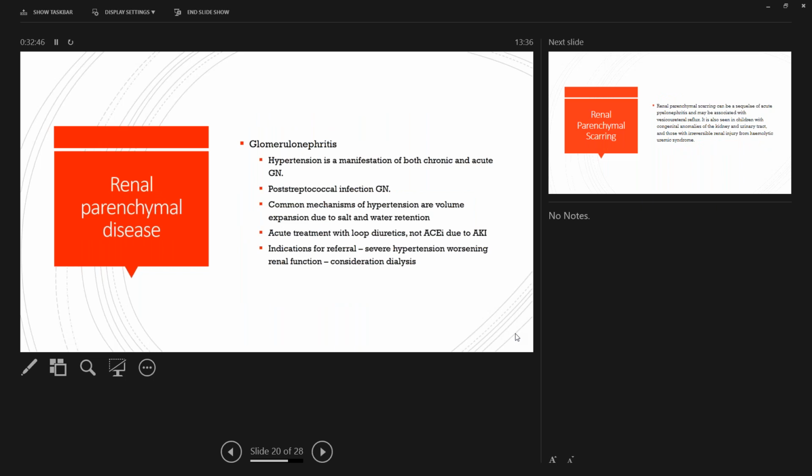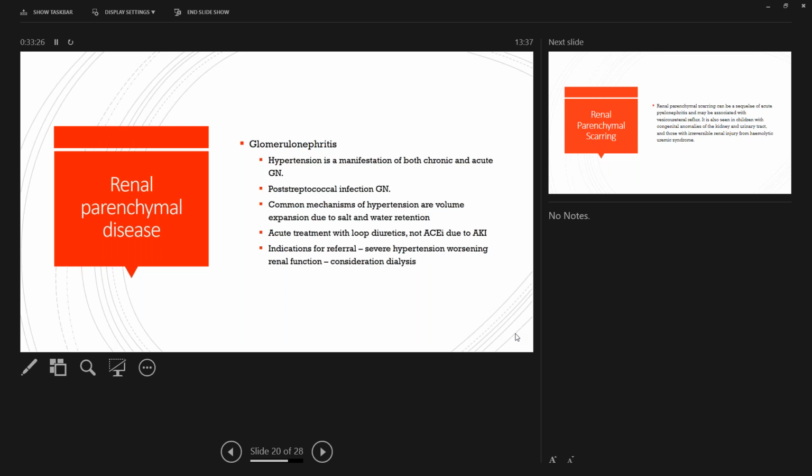So renal parenchymal disease, as we discussed, is the main cause of secondary hypertension from renal causes. One of the main things you may see in practice is glomerulonephritis. Hypertension is a manifestation of both chronic and acute glomerulonephritis. It's usually from a post-streptococcal infection. So again, asking about background of medical history and illness. Common mechanisms of hypertension are volume expansion due to salt and water retention here. So this is important to think about your etiology to guide your treatment.